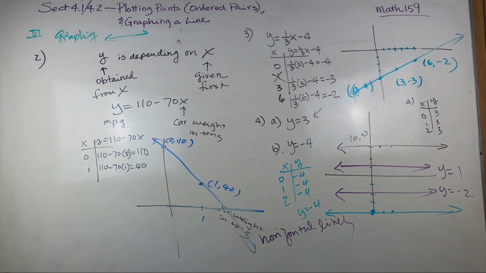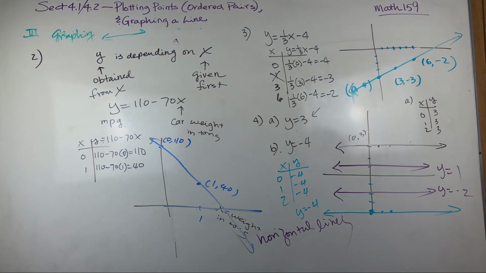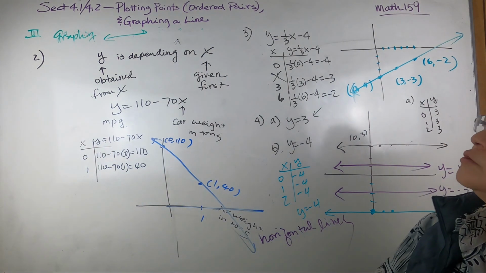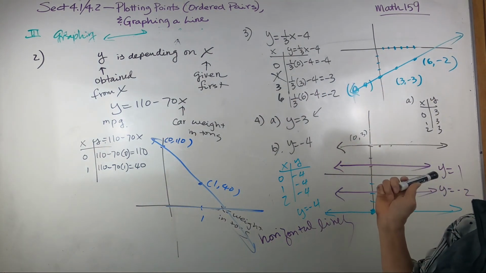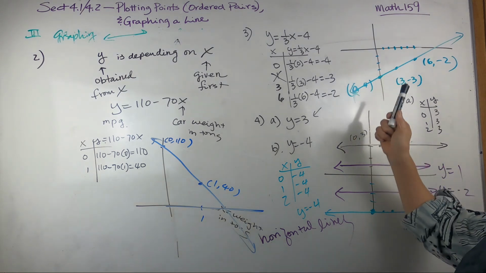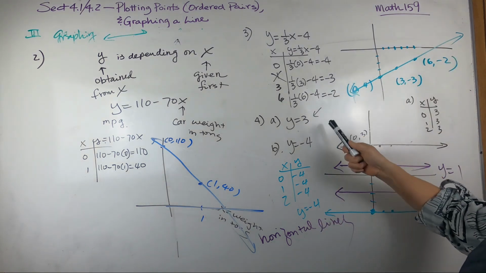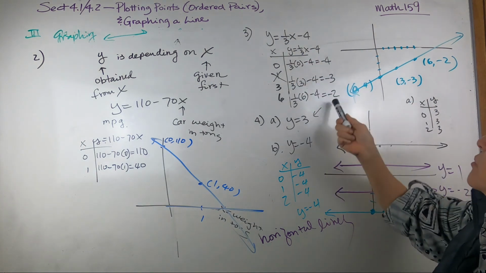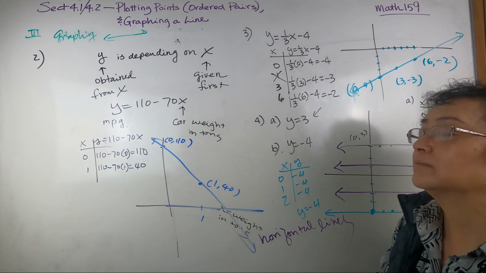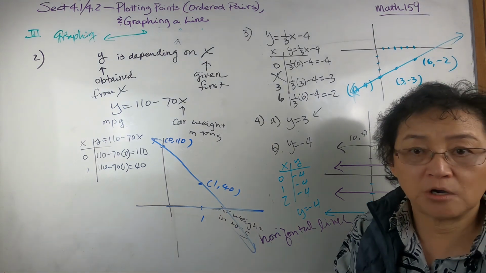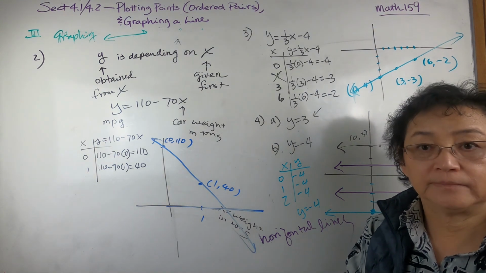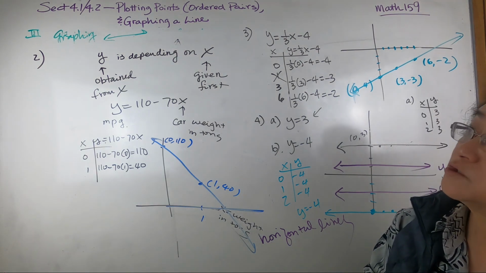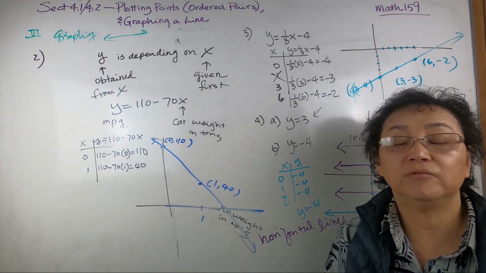So that would cover our section 4.1 and 4.2 to plot the points. So we have to plot x and y. To plot a line, we need to know the order of the pairs, then we can graph the line. And for the purpose of prediction. Okay? So that would be your section 4.1 and 4.2.